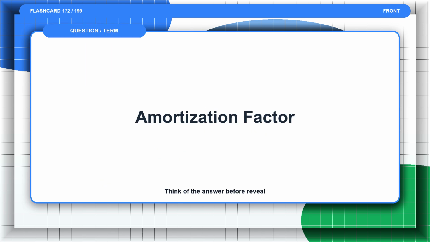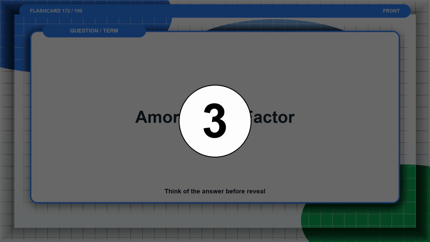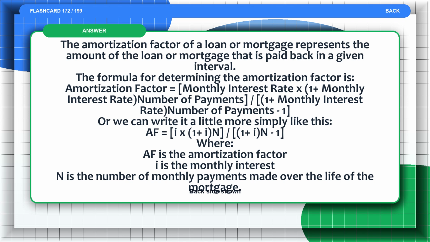Flashcard 172. Amortization factor. Pause and think of the answer before the reveal. The answer is, the amortization factor of a loan or mortgage represents the amount of the loan or mortgage that is paid back in a given interval.